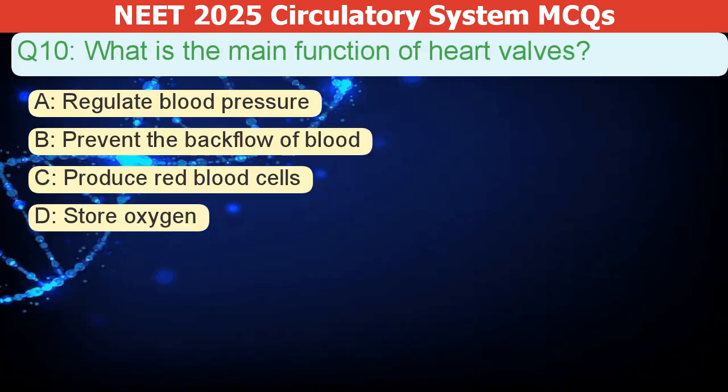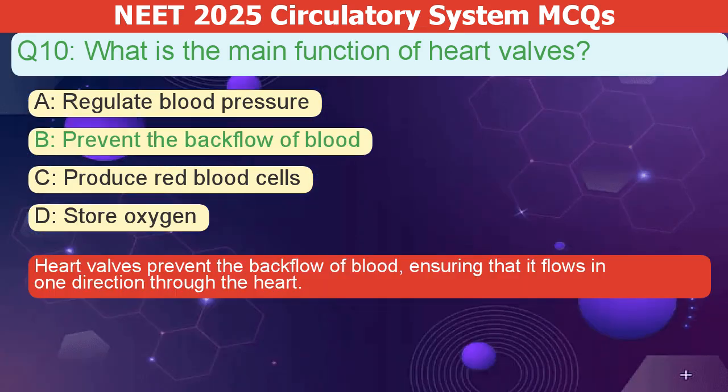What is the main function of heart valves? A. Regulate blood pressure. B. Prevent the backflow of blood. C. Produce red blood cells. D. Store oxygen. The correct answer is B. Heart valves prevent the backflow of blood, ensuring that it flows in one direction through the heart.